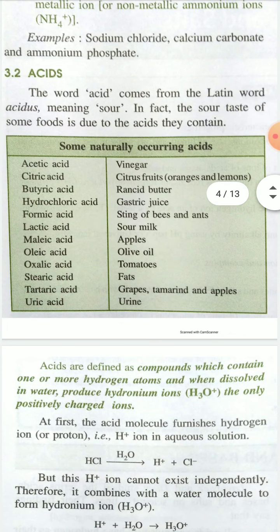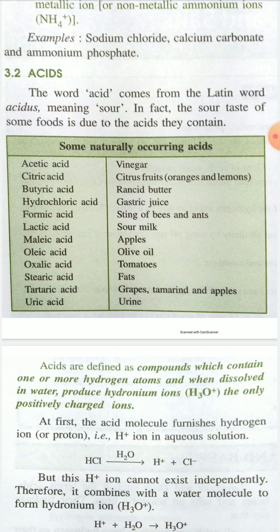The term acid comes from the Latin word acidus, meaning sour. In fact, the sour taste of some foods is due to the acid they contain. So the taste of some foods is sour due to the presence of acid in these foods. Let's see some naturally occurring acids and their sources.